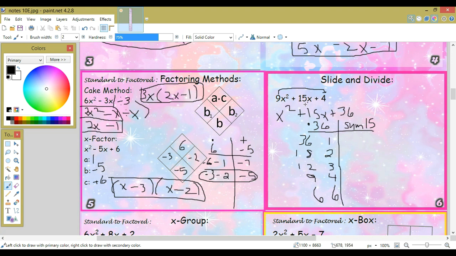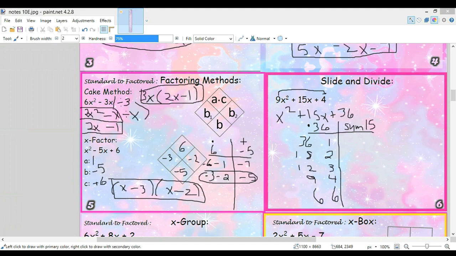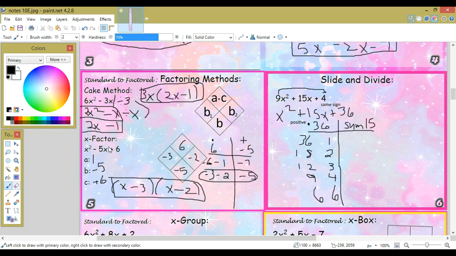This is adding, this is adding. So that means they're the same sign and they're positive. So the C sign tells us if it's the same sign or different signs, and the B sign tells us if it's positive or negative. The same sign and they're positive, so we're just going to put plus signs right here. Let's find the sums of each of these and see which one gives us a positive 15. After we fill out the table, notice that the 12 and the 3 are the ones that work.